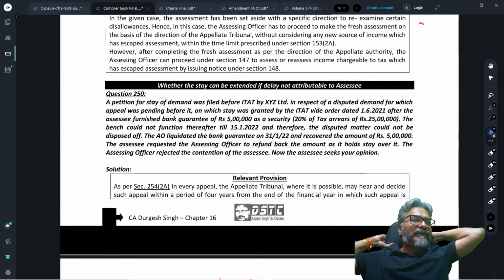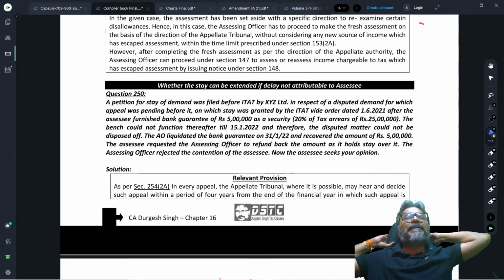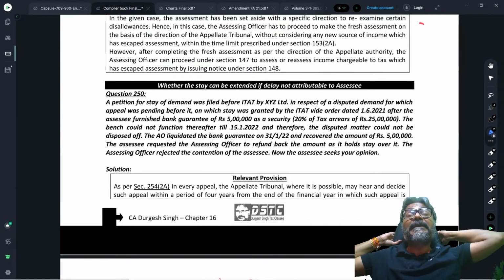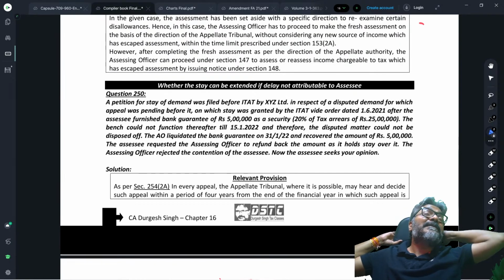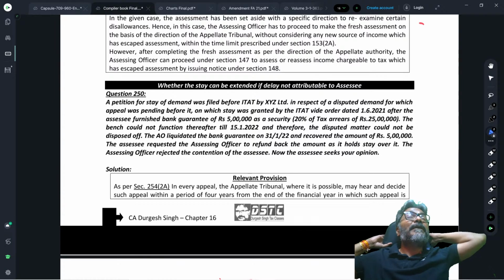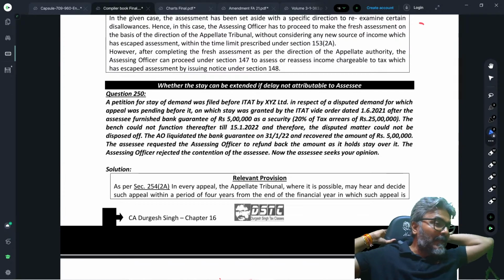And by virtue of the notice of demand, students, do you know what happens? Within the 30 days period, I need to make the payment. If I don't make the payment, I will be considered as an assessee in default. And then on me, the recovery will start.